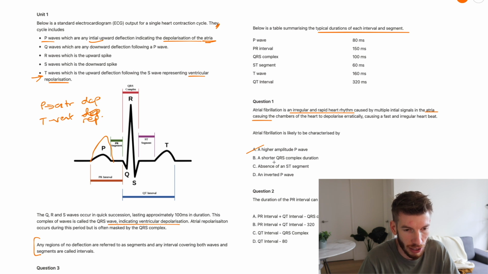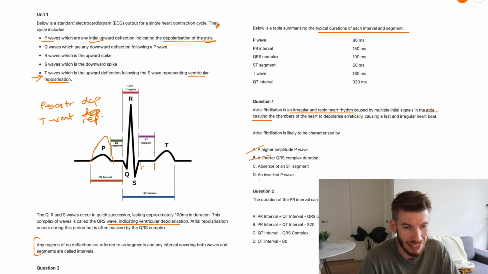A shorter QRS complex duration. So the QRS was, it said down here, ventricular depolarization. There was no mention about that in the stem on AFib. And so, again, this is unlikely to be affected. And then absence of an ST segment. So that one's this little gap here between the QRS complex of ventricular depolarization and then repolarization. So it's suggesting that there is an absence of this.